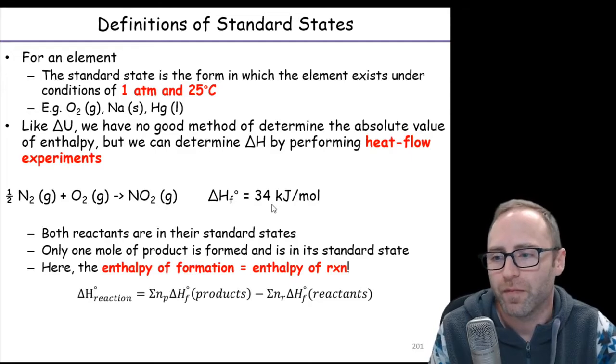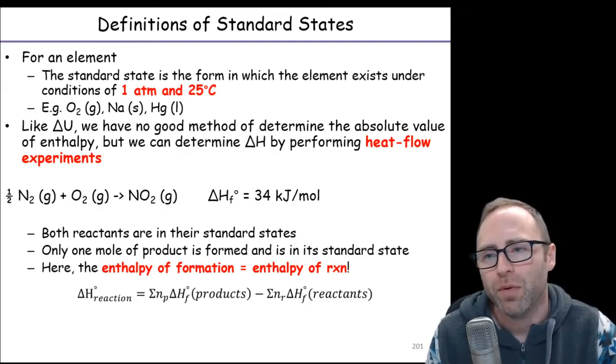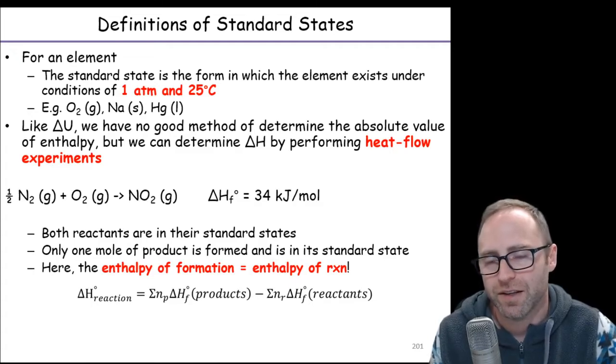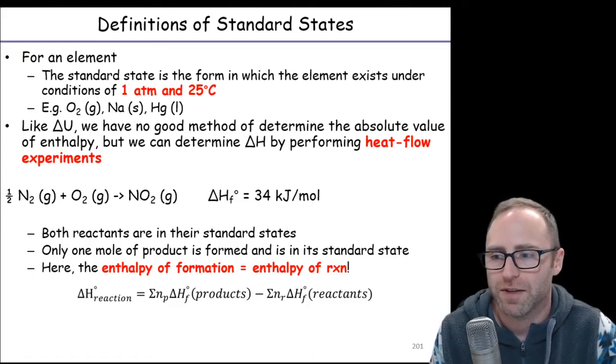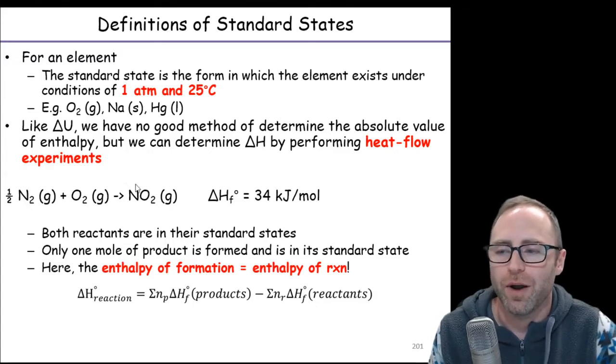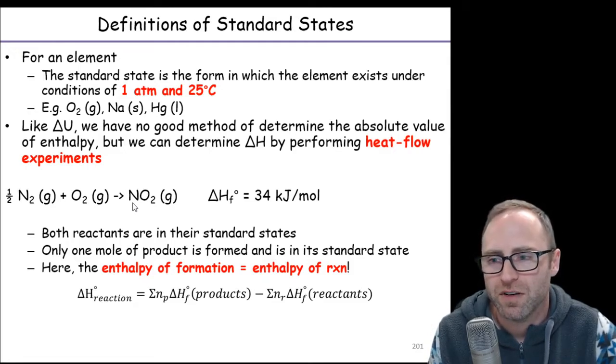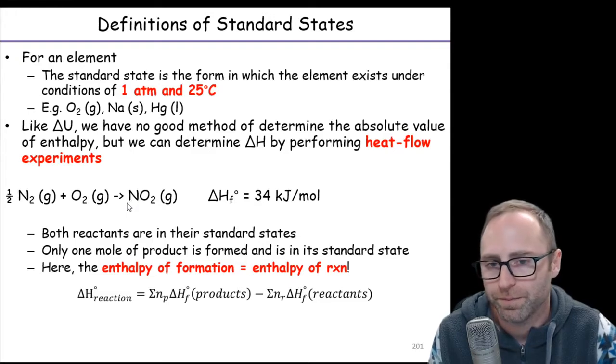All right, both of our reactants are in their standard states because nitrogen is a gas at 25 degrees Celsius and one atmosphere. Oxygen's a gas at one atmosphere, 25 degrees Celsius. Cool. We have only one mole of our product being formed. We know we only have one mole of our product being formed because our stoichiometric coefficient is the invisible one.